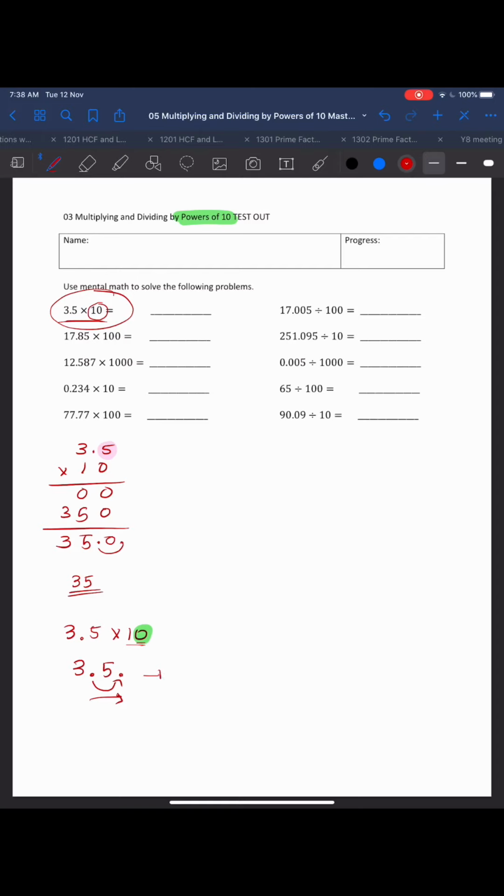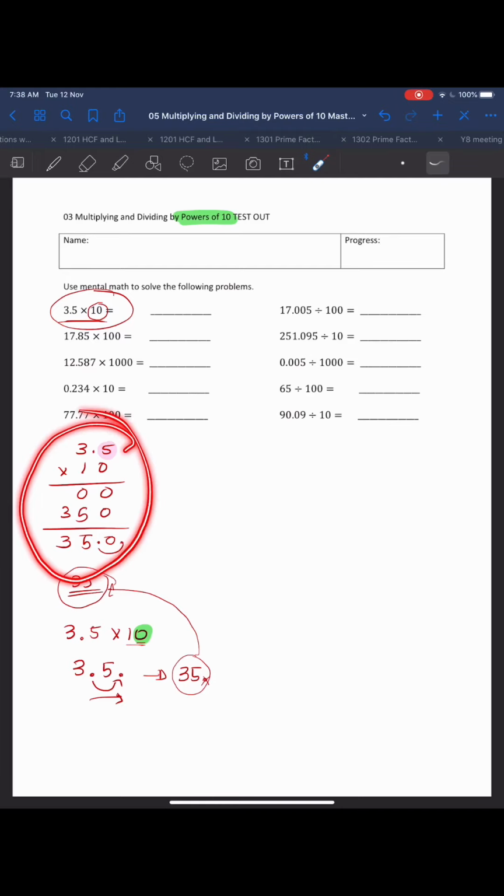Okay, and you will end up with 35 decimal point. But since it's at the end of a whole number, you don't need to write it. So you see that you end up with the same answer. But I needed to show you the explanation first. Okay, so let's try doing this one.